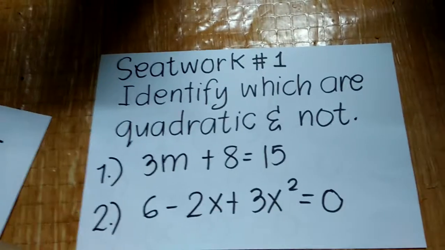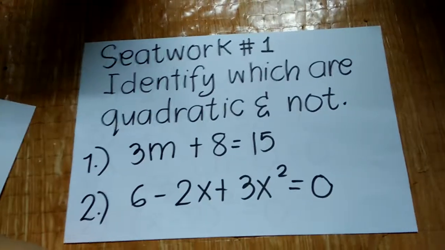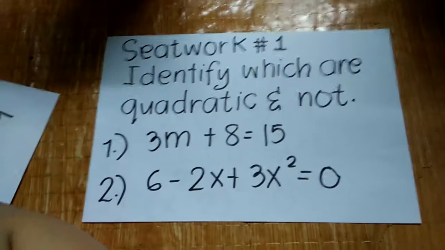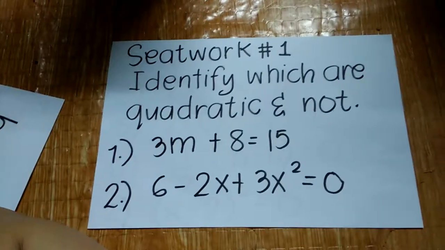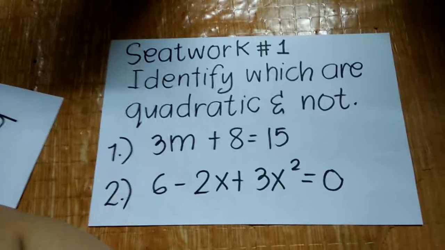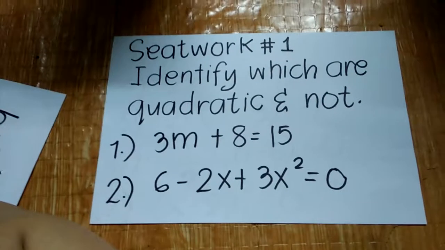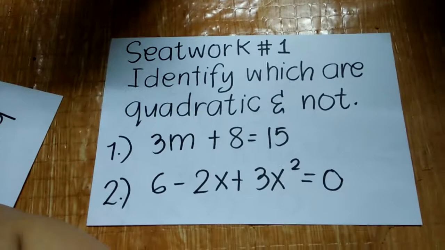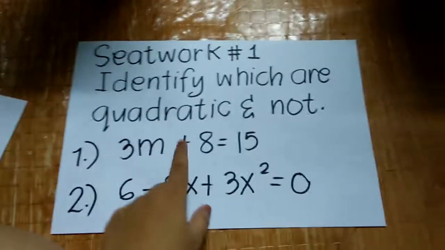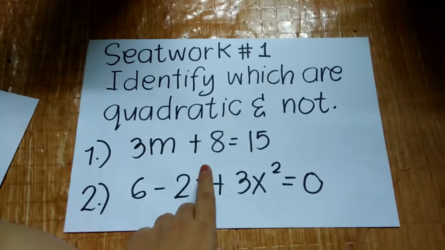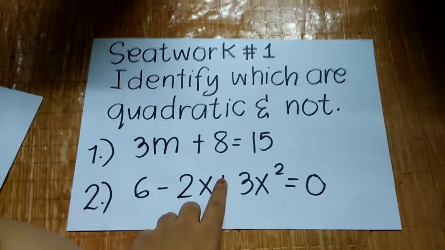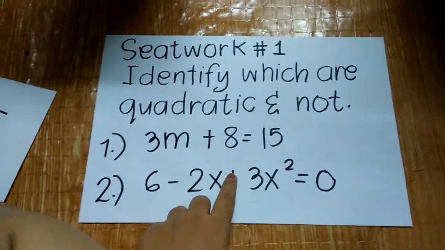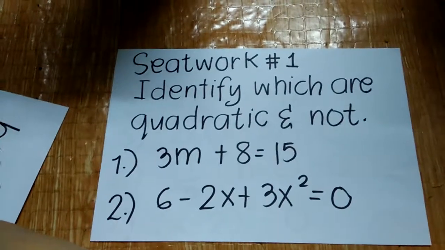Okay, so this is your seat work. Pakisagutan. Ngayon, i-identify nyo kung quadratic ba siya or hindi. Quadratic or not quadratic. And then, kung quadratic, i-write nyo siya into standard form at ilagay nyo yung A, B, and C. Again, kung quadratic ang sagot, isulat nyo siya sa standard form. Pagkatapos, ilagay ang values ng A, B, and C. Okay, so paki-copy.